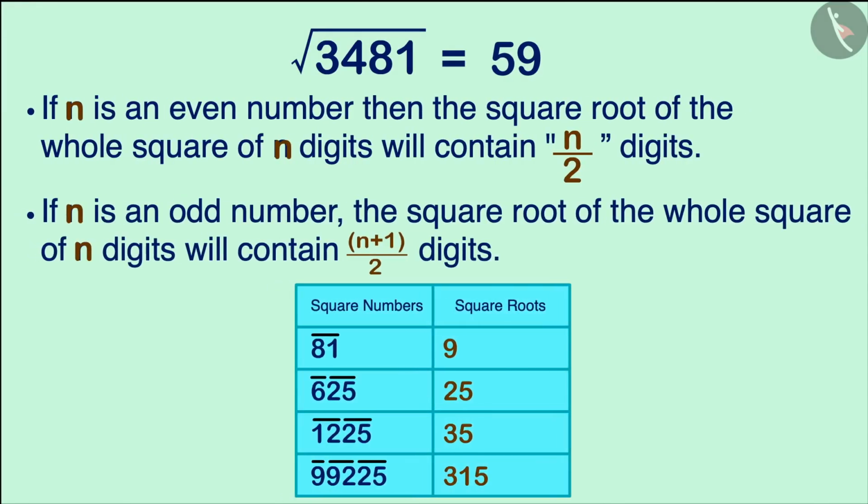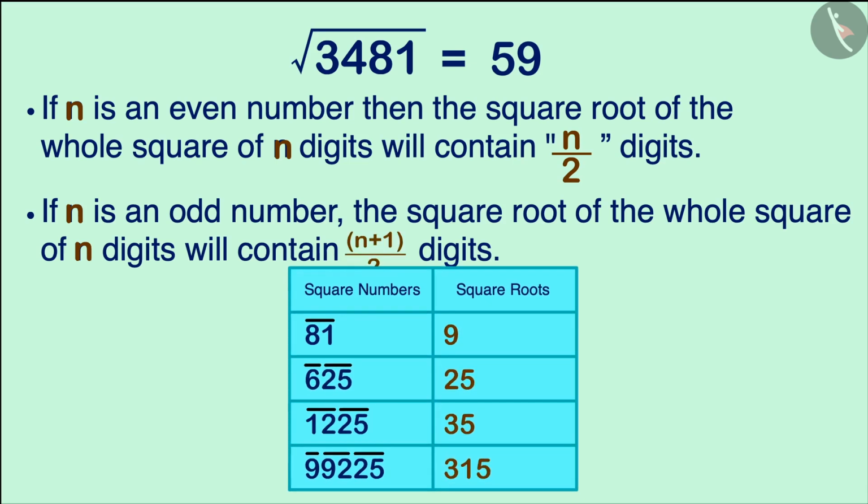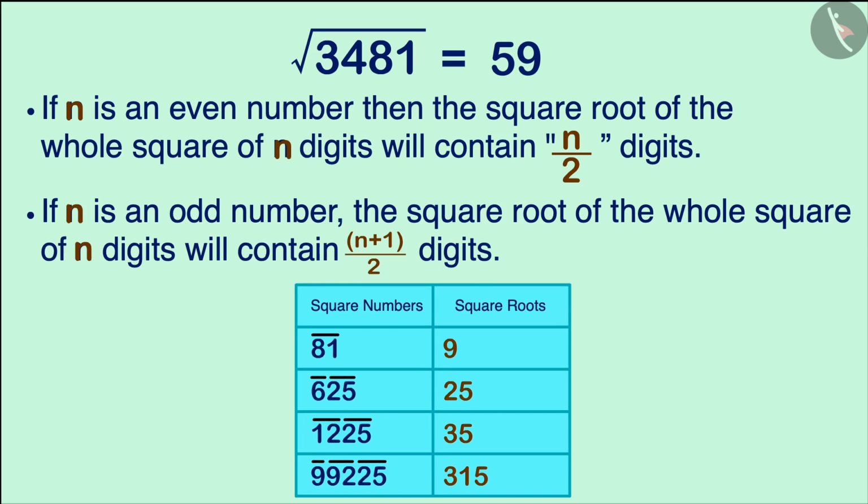If we have a perfect square of n digits, and n is an even number, then its square root will have n by 2 digits, and if n is an odd number, then its square root will have (n plus 1) by 2 digits. For example, look at these numbers. If you look carefully here, you will find that the number of digits in the square root of a perfect square number is equal to the total number of bars placed over this number.